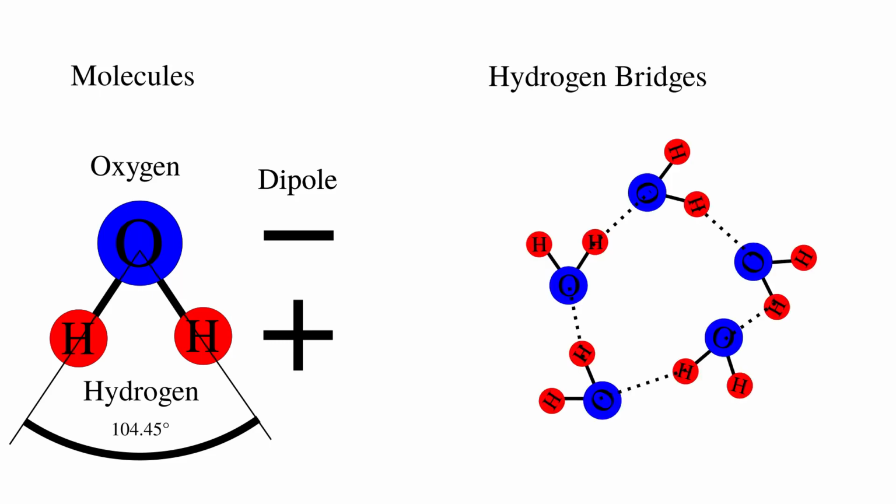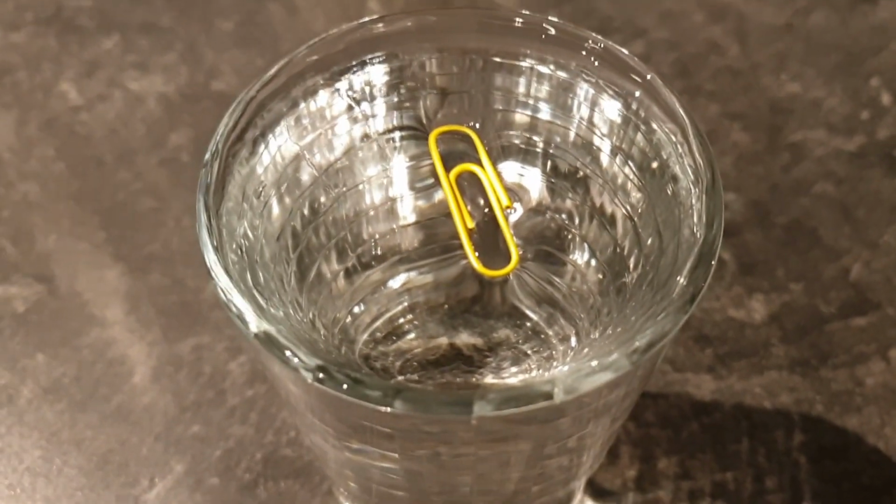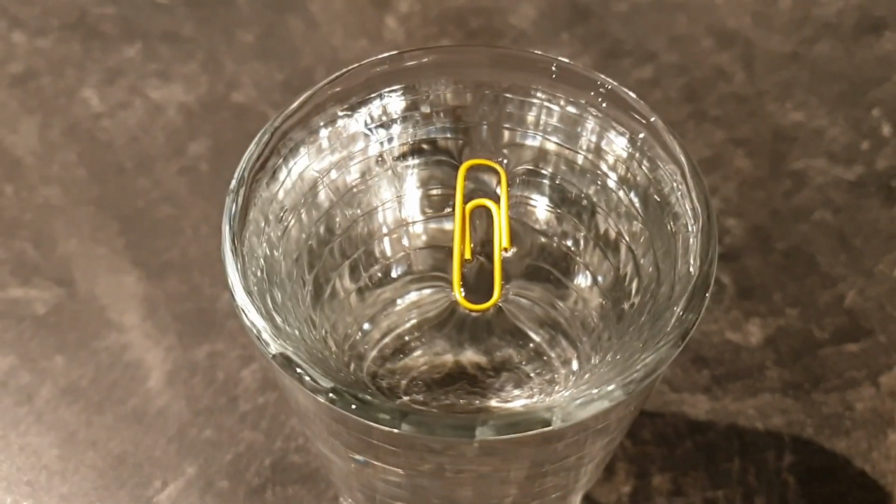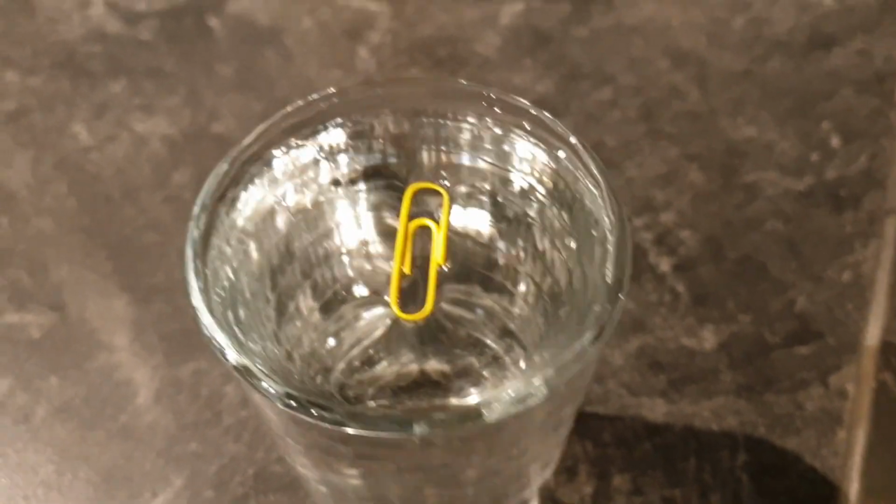Because they are stronger than in other materials, they have a special name and they are called hydrogen bridges. This strong coupling between the water molecules creates a thin skin on the surface which is called surface tension. In this video you can see an object swimming on the water. After filling a little bit of soap into the water, it immediately sinks down to the ground.